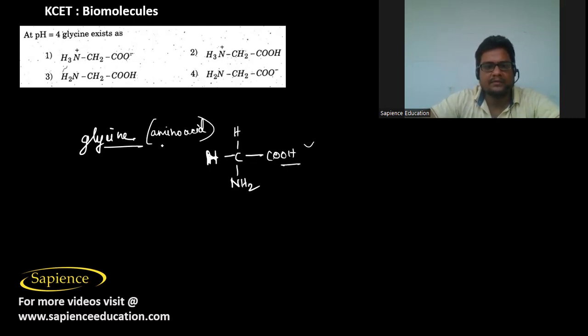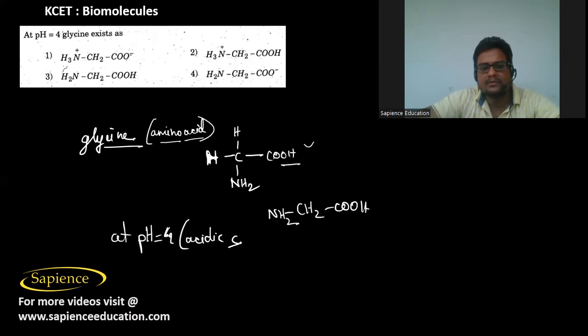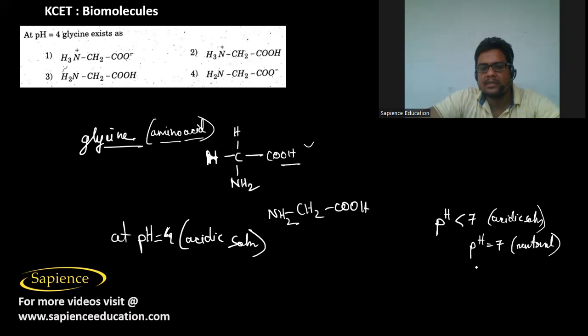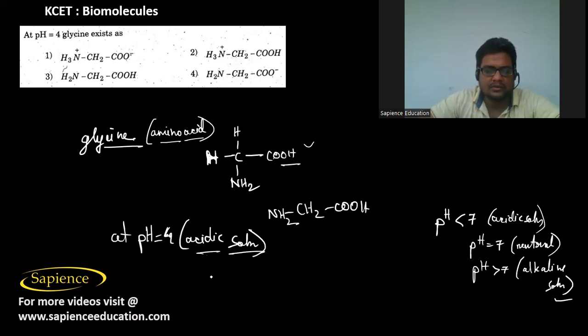So it is an optically inactive amino acid. So it is CH2COH NH2. At pH equal to 4, it means that it is an acidic solution. Since if pH is less than 7, it is an acidic solution. If pH is equal to 7, then it is a neutral solution. And if pH is greater than 7, then it is an alkaline or basic solution. So pH is less than 7 here, pH is equal to 4, so it is obviously an acidic solution. So it means that the solution has got more amount of H plus ions.